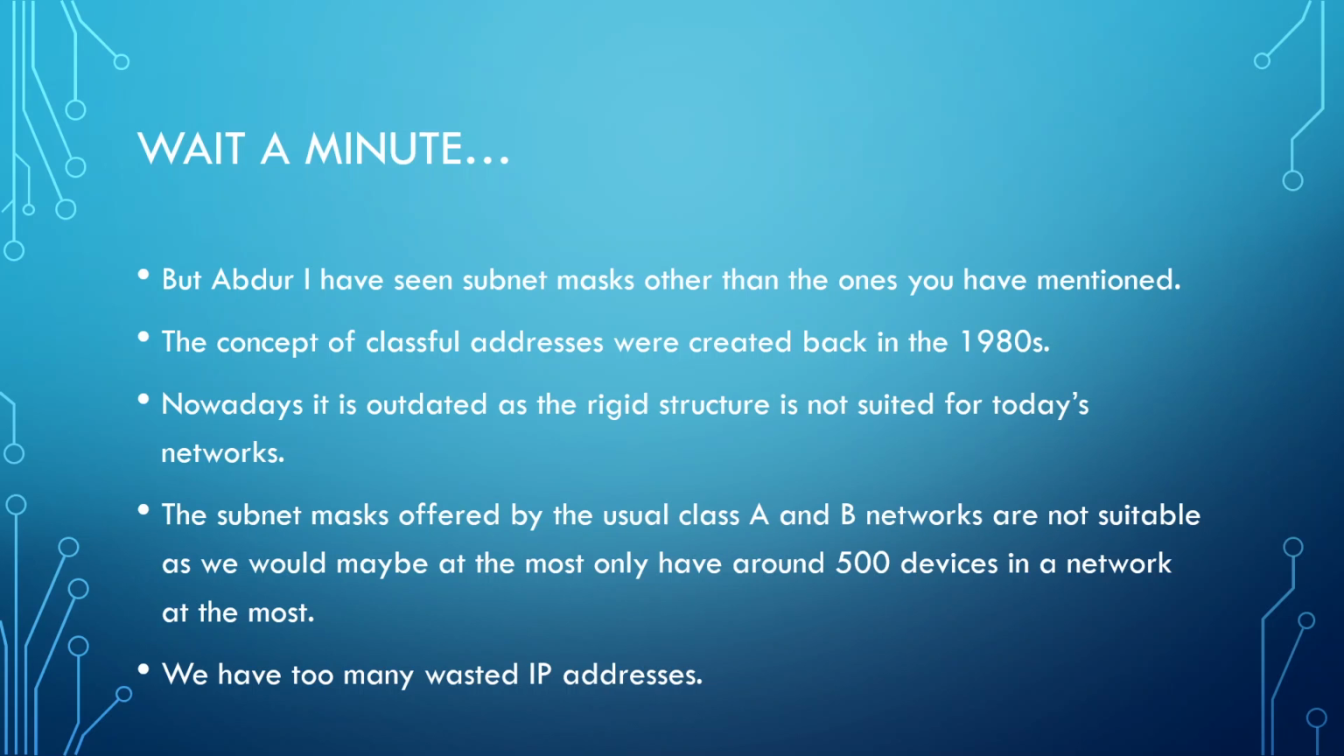Okay, so you've told me about the 3 subnet masks which are for the Class A, B, and C network. However, I've seen other subnet masks than the ones that you've mentioned. And I've also seen Class A IP addresses with a Class C subnet mask. So what's going on here?